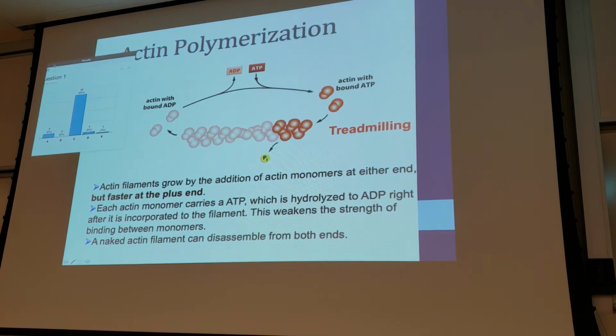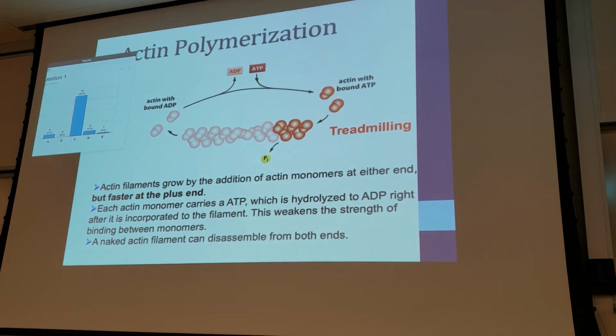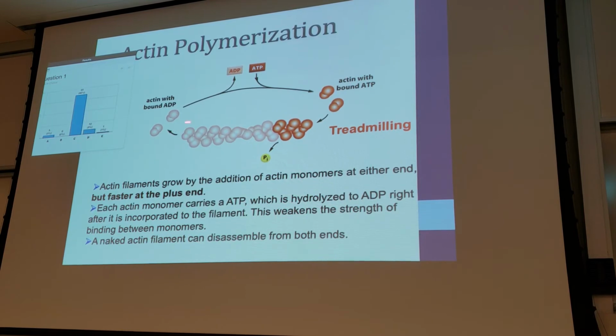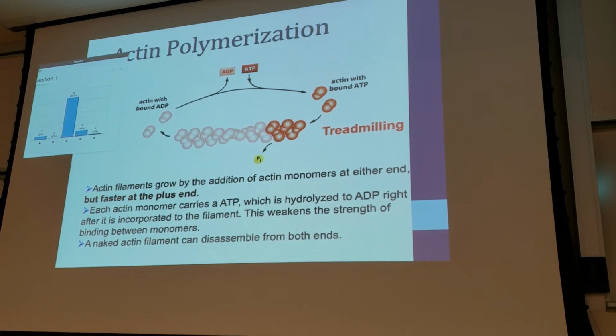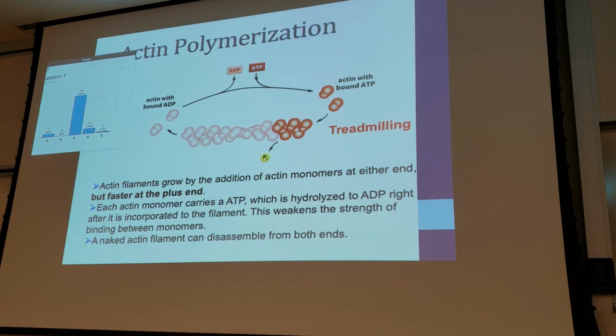It doesn't say anything about how fast the growth was on either end, right? And so treadmilling is the situation where the filament is growing on one end and losing on the other end. But it really only has one particular concentration of monomers at which it is balanced, where the loss is equal to the gain. So in this instance, with the information that I gave you, we really can't tell. So that would be answer E.